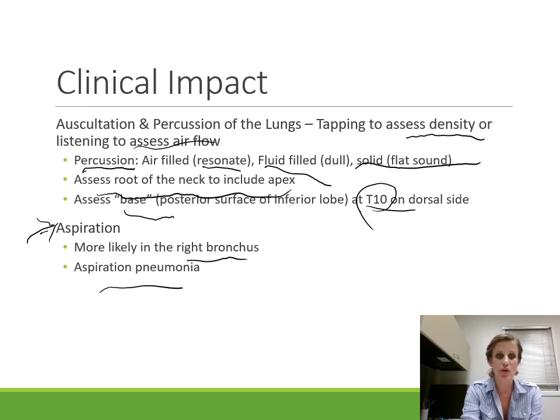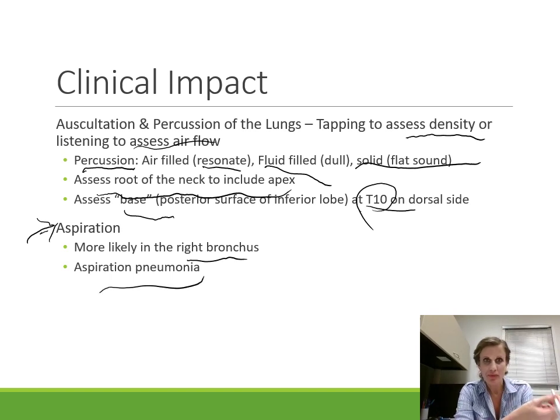Aspiration can lead to aspiration pneumonia, and this is more common in patients who have some sort of a comorbidity. So nursing home patients, patients with breathing tubes, and patients with chronic respiratory infections are more likely to get aspiration pneumonia. Hospitalized patients as well.